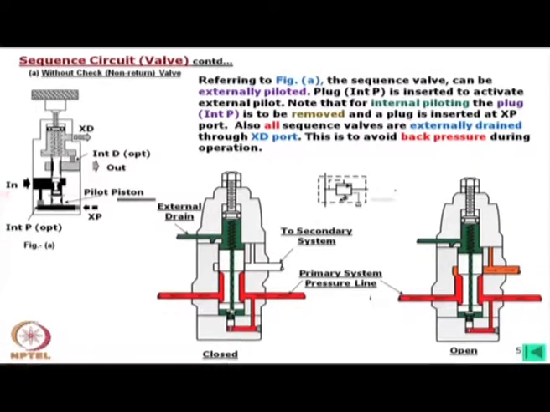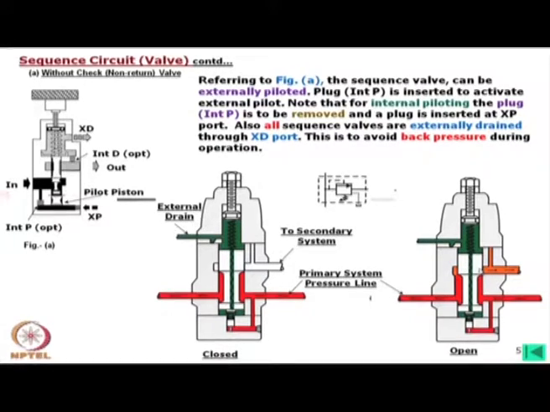So, this side and this side is balanced, and oil pressure is here and here, this side is also balanced, unless there is a flow. Now, how the flow will begin? When this pressure reaches a certain level, so that it can move through this, there will be a little opening and external drain will start, flow will begin, pressure will drop here, then this will open.